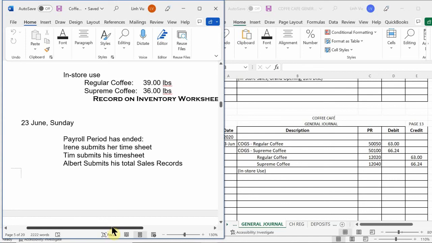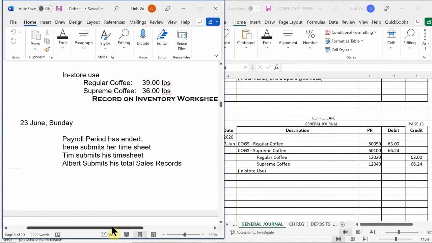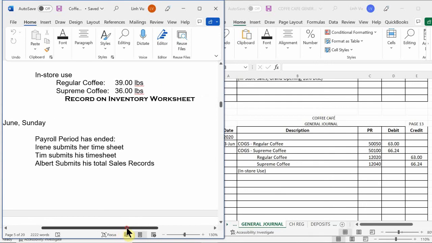Irene has submitted her timesheet. Tim has also submitted his timesheet. And of course, Albert also submitted his total sales. Okay. Now, in this case, they're just submitting their timesheet to me. I'm not paying them today because I pay them on Friday. Right now, it's just their pay period roll is over. That means I need to calculate how much time that they worked, etc., etc. But I'm not doing that today. They're just submitting to me the documents.